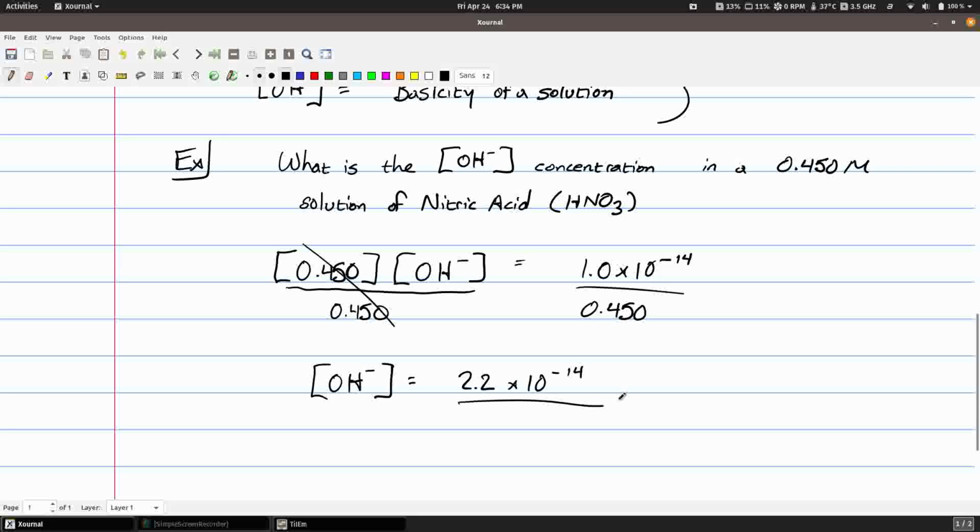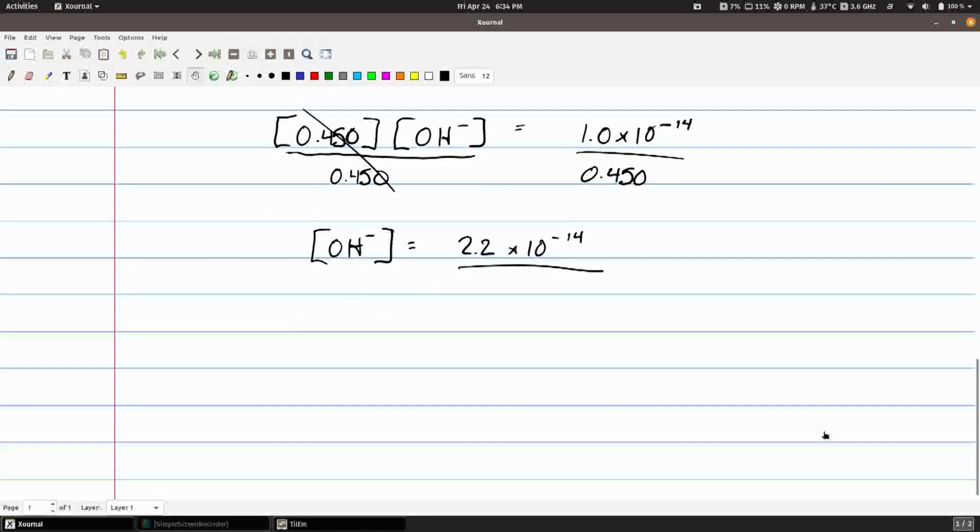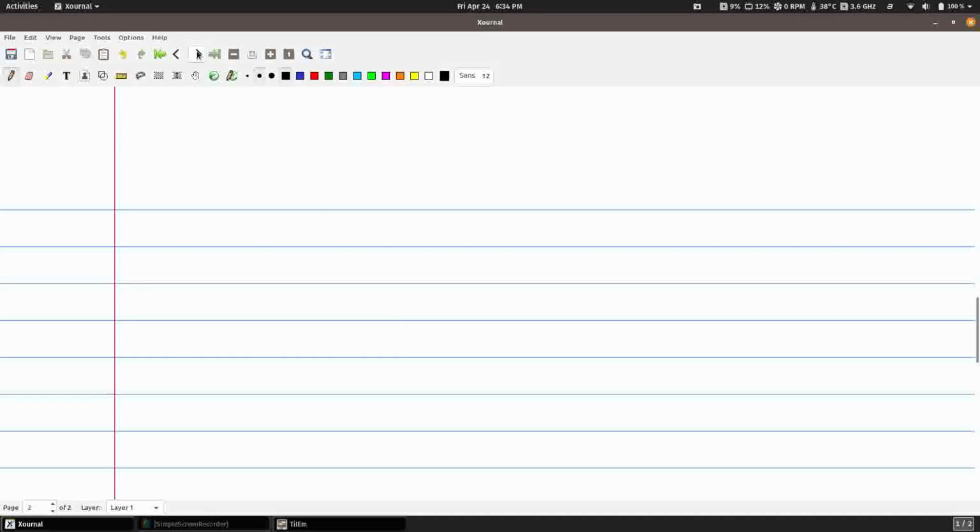So we're going to do another one, and then I'm going to just start making stuff up because I have two written down. So let's go to the next page. So determine the hydronium concentration.